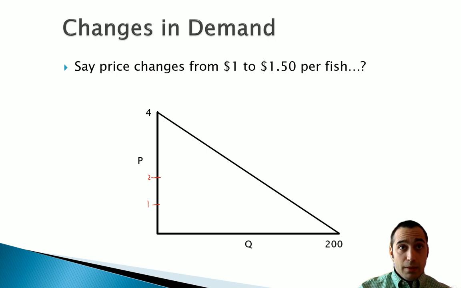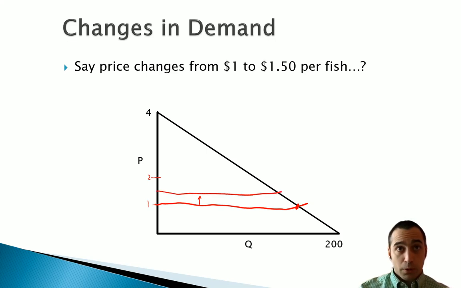So a line horizontally from $1 would give me approximately the demand if the price was $1 per fish. Now, if the price were to increase, to me that would just be a vertical displacement of this line to somewhere around $1.50.